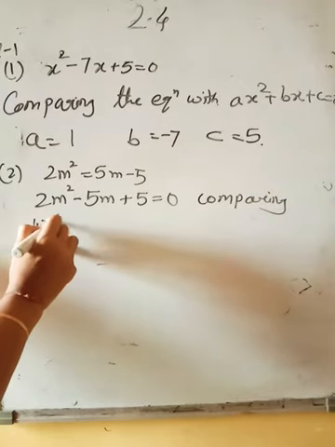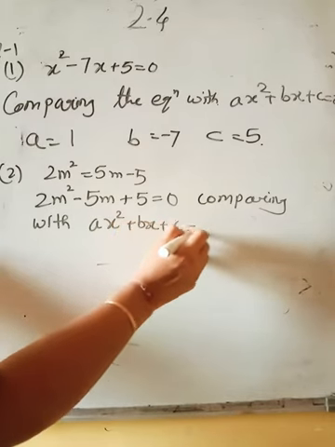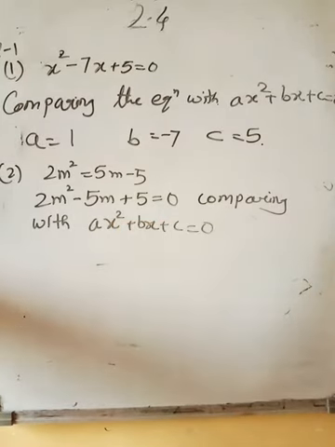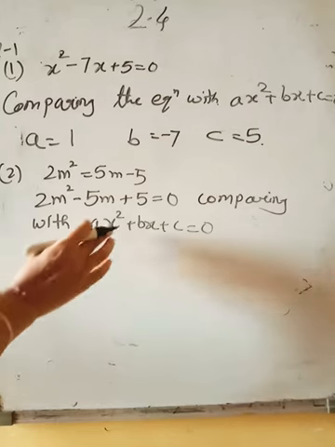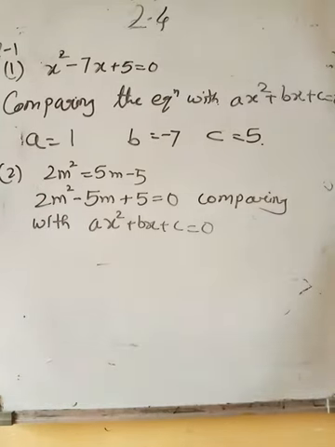Comparing with ax square plus bx plus c equal to 0. Now children, as here the variable is m, you can write down m also, you can write down x also. In the textbook they are using x, even though the variable m is there, so no problem if you use it, nobody is going to cut your marks.